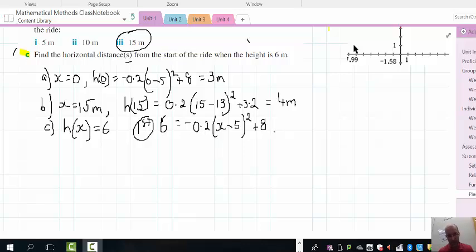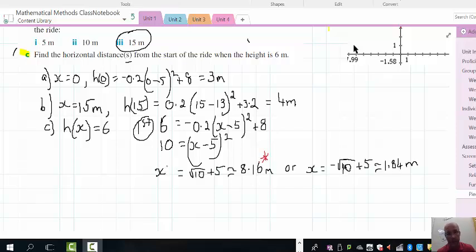In the first section, we've written here 6 equals the corresponding part of the given piecewise function. We do 2 things there: we subtract 8 from both sides and we divide by negative 0.2 on both sides. We get 10 equals (x minus 5) all squared. On the next line, we have to take the square root of 10 and then add 5.